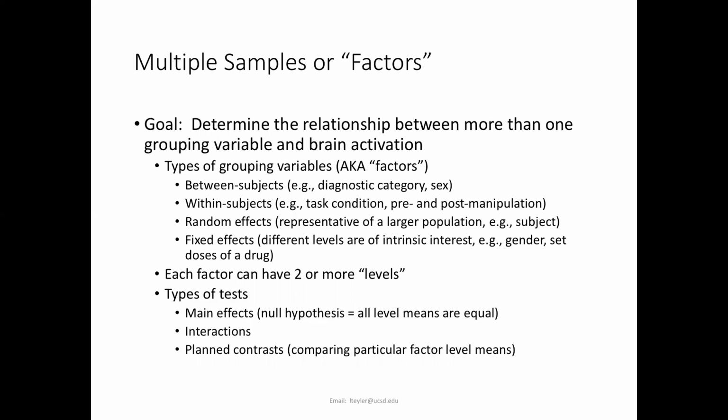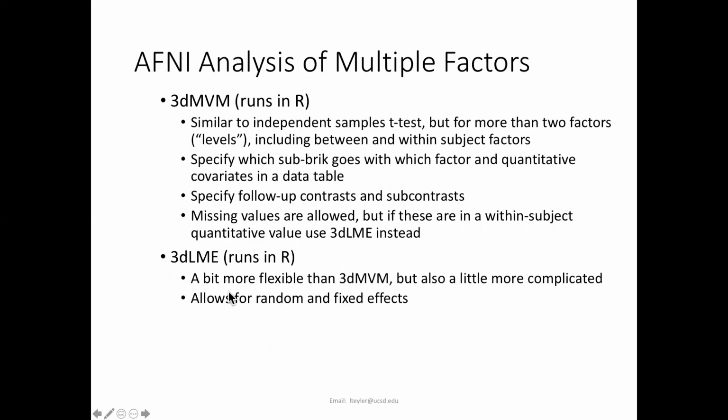And all of these factors could have 2 or more levels. And so you want something where you might be able to combine all these things together. And so then you would be able to test main effects, interactions, and plan contrasts looking at particular factor level means. So again, this is the usual general linear model: ANOVA, ANCOVA, mixed linear effects, etc. And luckily for us, there's a couple of different ways that you can do that in AFNI.